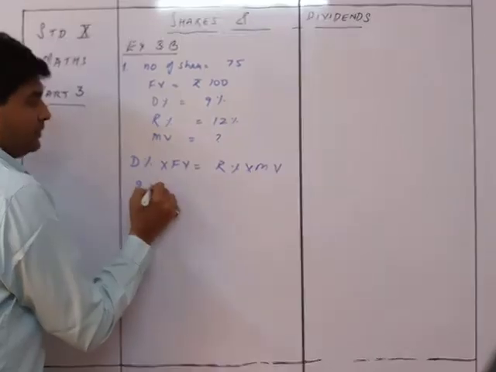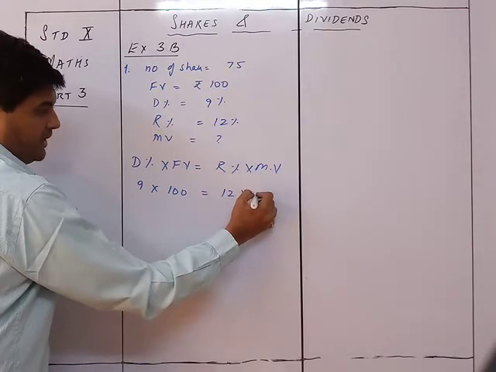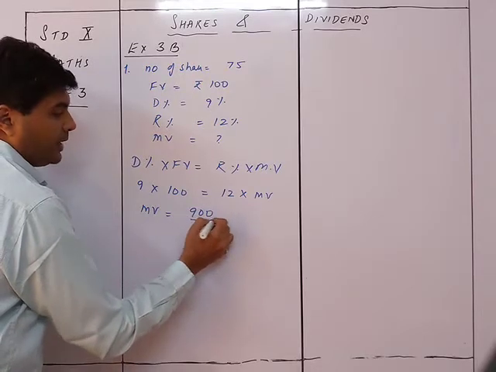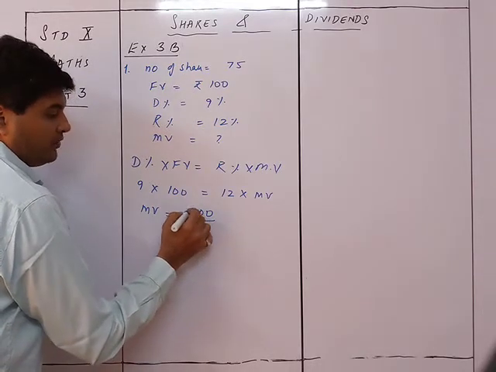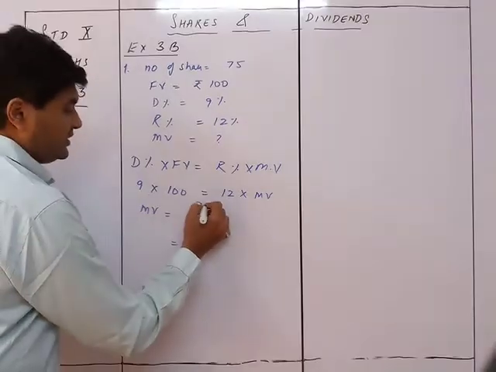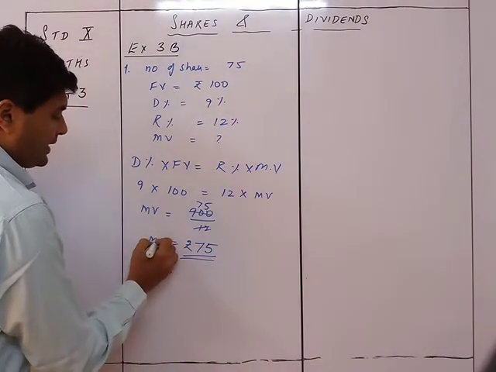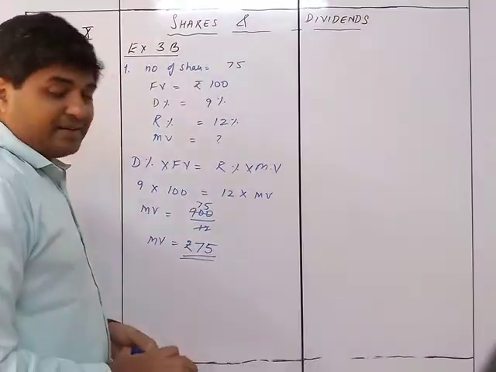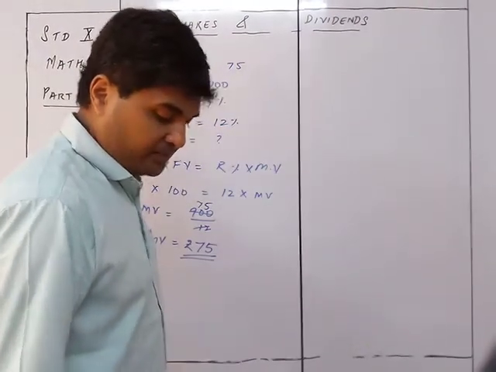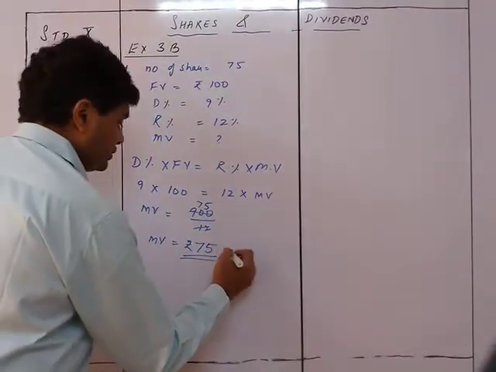Dividend percent is 9, FV is 100, return percent is 12. This is MV. Accordingly, MV is going to be equal to 900 upon 12. So 12 7s are 84, then 65. So that is going to be rupees 75 will be the market value, or the price at which he bought these shares was rupees 75. So he bought the shares at rupees 75. That's the answer for exercise 3b, the first one.